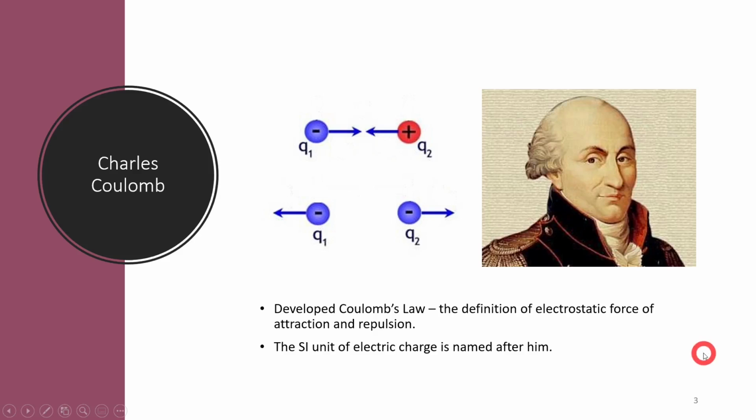Units, SI units. SI stands for System International. Most people just call that the metric system. All of our electrical measurements that we are going to be talking about in this course are going to be SI or metric units. The System International unit for electric charge was named after Coulomb, so a unit of charge is called a Coulomb.